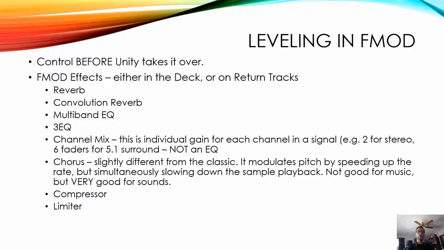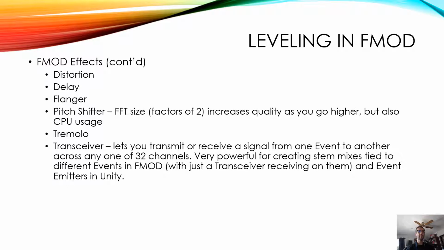We've got a really cool chorus where it's slightly different from the classic version that you know and love, where here it modulates pitch by speeding up the rate, but simultaneously slowing down the sample playback. This does not work well for music, but it's really cool for sounds if you want to get variation in different sounds. There is, of course, a compressor and a limiter, which are necessary. There is distortion. There is delay. There is a flanger.